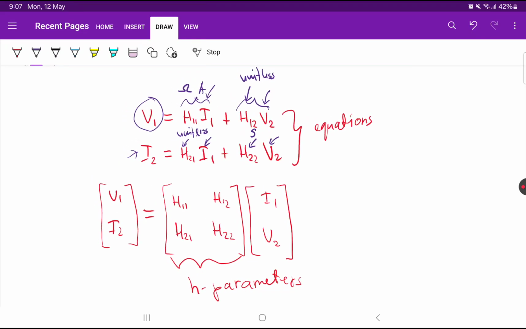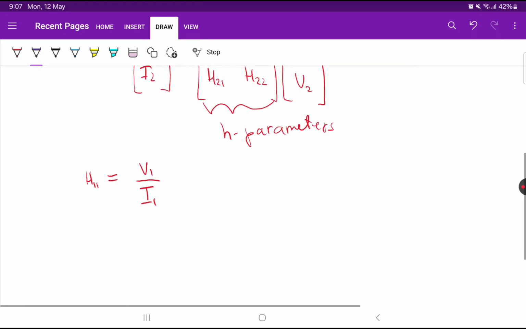If you look at our parameters, they now have different units. H21 and H12 must be unitless. H11 must be in ohms and H22 must be in Siemens. Unlike the previous parameters, which all have the same units.